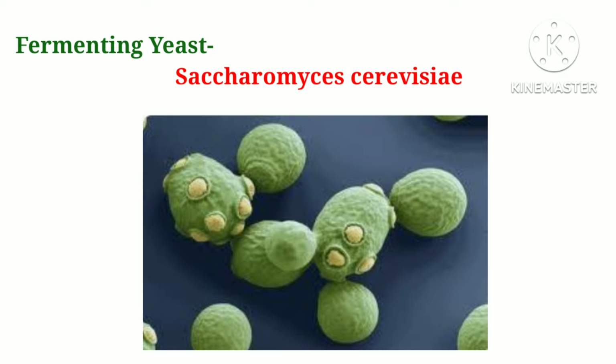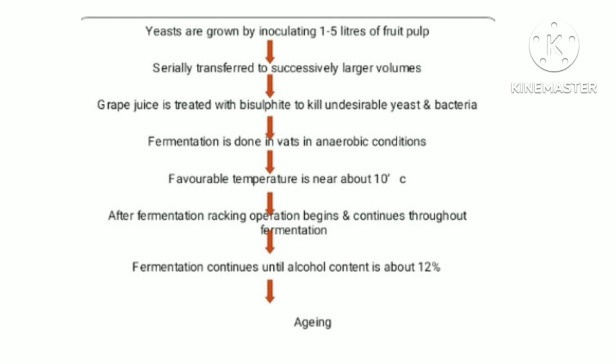The top fermenting yeast, Saccharomyces cerevisiae, is used for the fermentation of grapes in the production of wine. In the process of production of wine, yeasts are grown in the winery by inoculating about 1 to 5 liters of fruit pulp, that is known as must, from the laboratory culture slant, and then serially transferring the inoculum to successively larger volumes of fresh must until a quantity suitable for bulk fermentation is obtained.